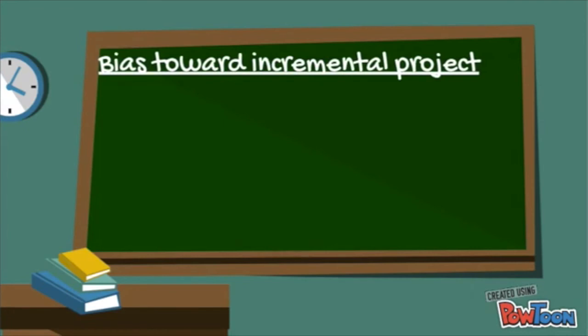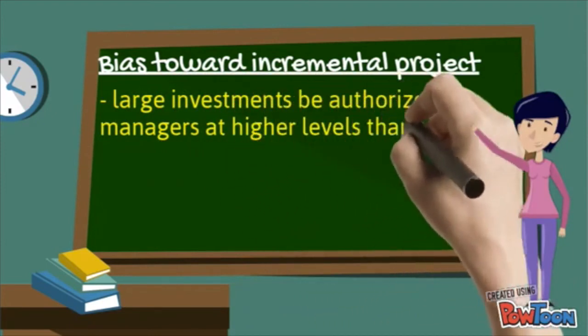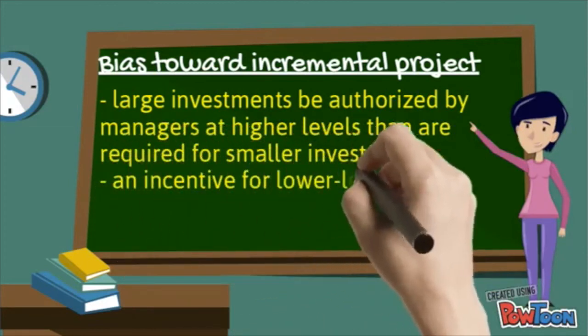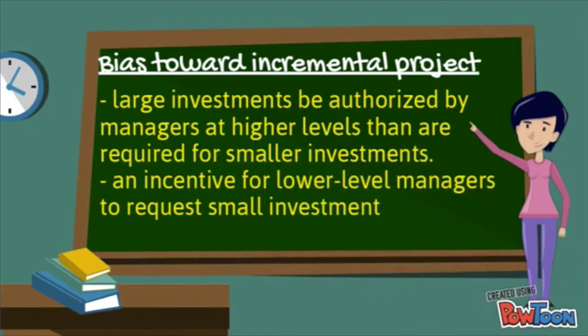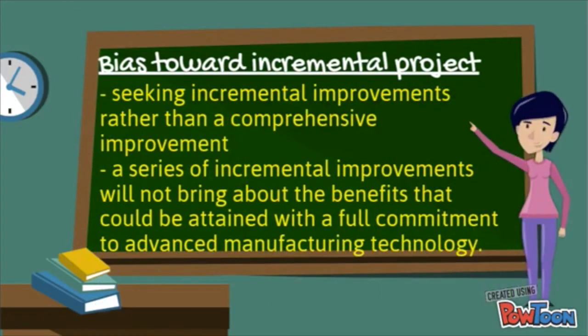Bias toward incremental projects. Most firms require that large investments be authorized by managers at higher levels than are required for smaller investments. Moreover, one result of this sensible practice is an incentive for lower-level managers to request relatively small investments. Besides that, the lower-level managers seek incremental improvements in the manufacturing process rather than a large, comprehensive improvement, such as a move to CIM. In many cases, a series of such incremental improvements will not bring about the benefits that could be attained with a full commitment to advanced manufacturing technology.